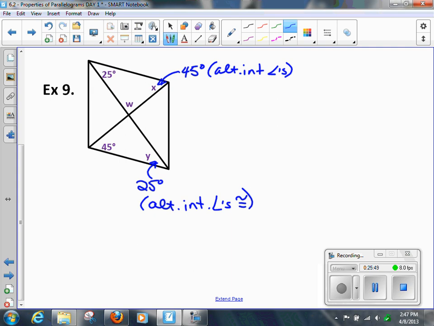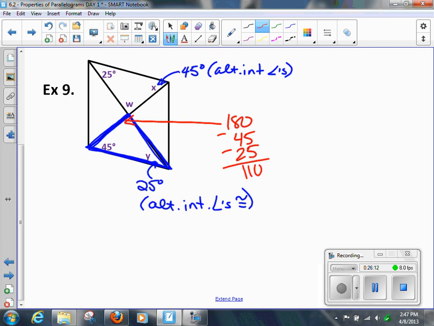Oh, okay, so what if I focused on this little bottom triangle right here? So I got 45, 25. How in the world am I going to find that third angle? Because it's a triangle. 45 and 25 is 70, from 180 is 110. Okay, so I still haven't found W.